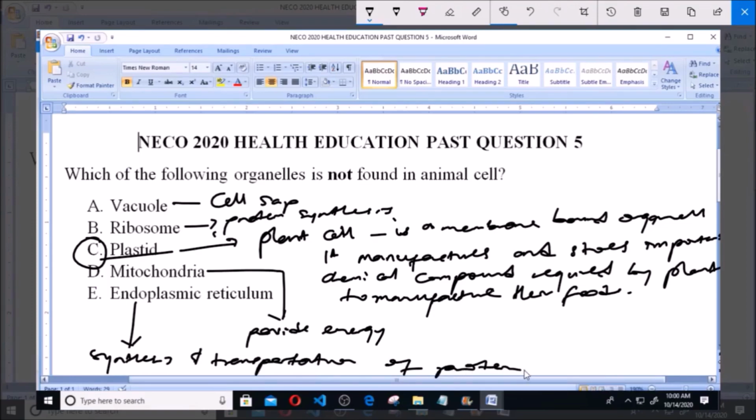So the answer to this question is option C, plastid. Plastid is only found in plant cell.